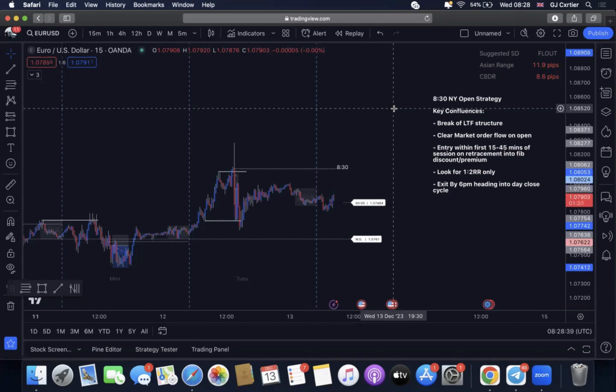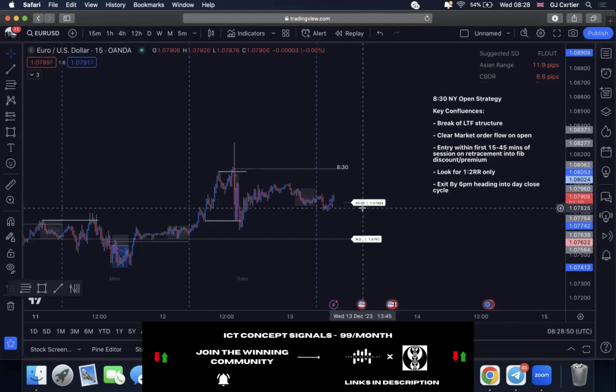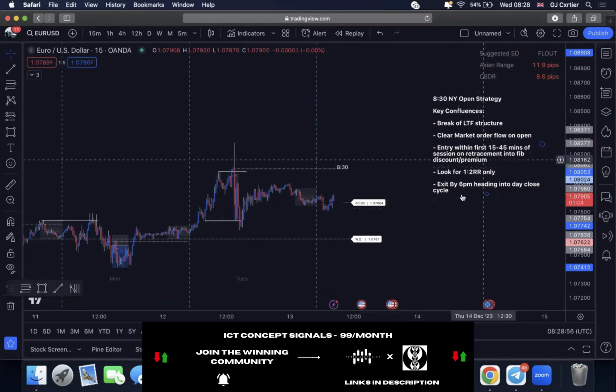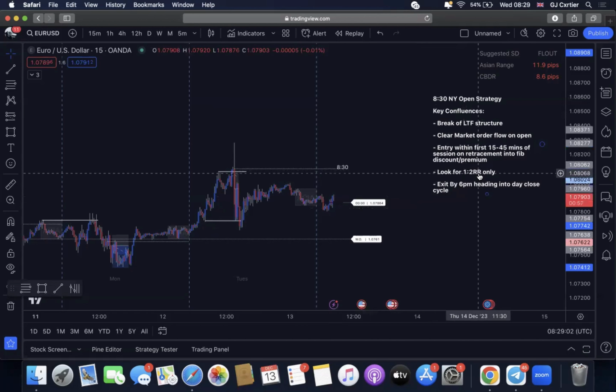And then we're going to be looking for fib retracements into our discount and premium for our entries. Timeframes I use for this are the 15-minute, the 5-minute, and the 3-minute. And the lower time frames, 5-minute and 3-minute, are just simply to get our stop losses smaller, meaning that the 1 to 2 risk to reward is a lot easier to hit. You don't want to be in this trade if you haven't hit the 1 to 2 risk to reward.